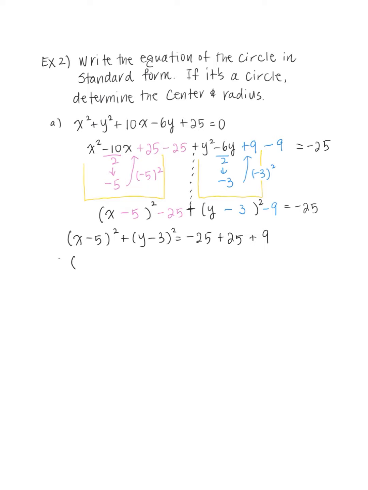So let's rewrite. Therefore, we got (x minus 5) squared plus (y minus 3) squared equals 9. So we got ourselves an equation of the circle. Let me just write, this is a circle centered at (5, 3). And the radius, be careful here. The 9 is the radius squared quantity. So here your radius is going to be 3.